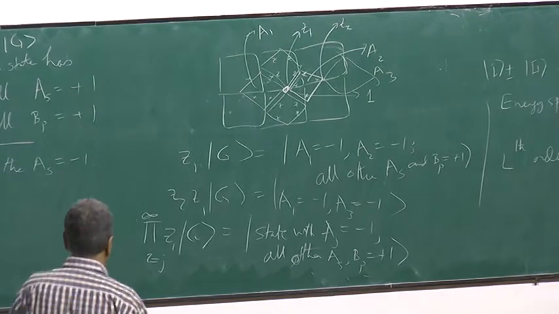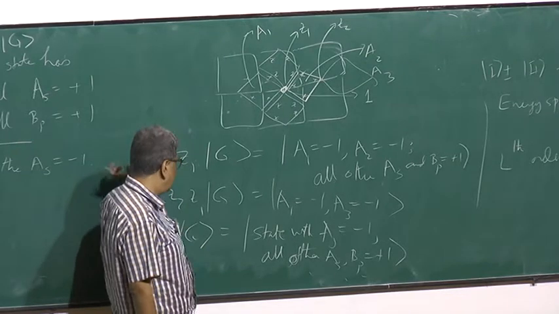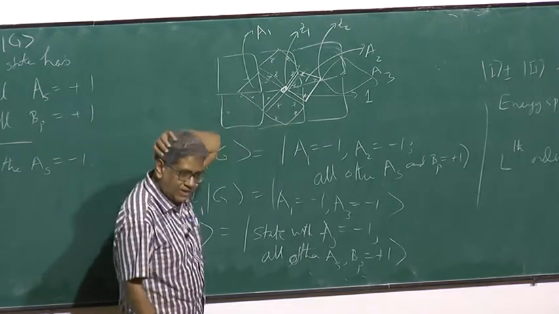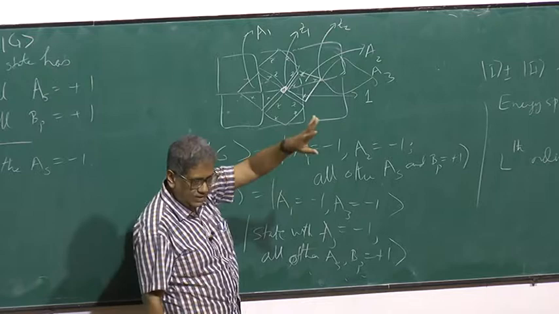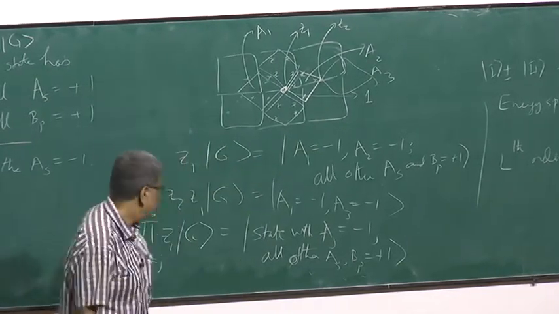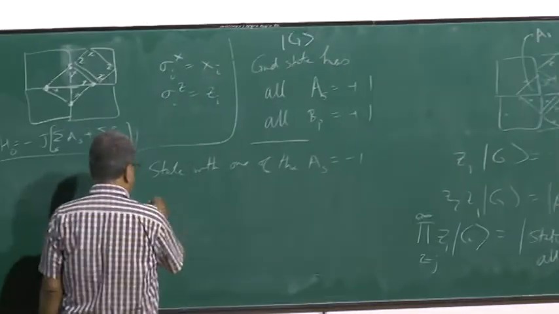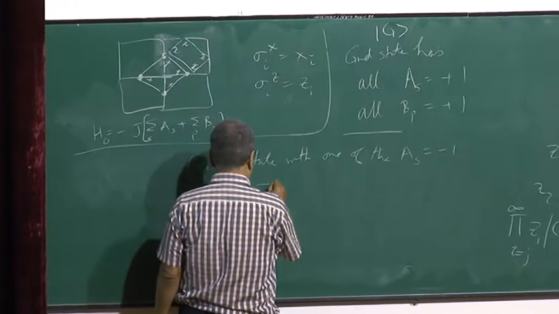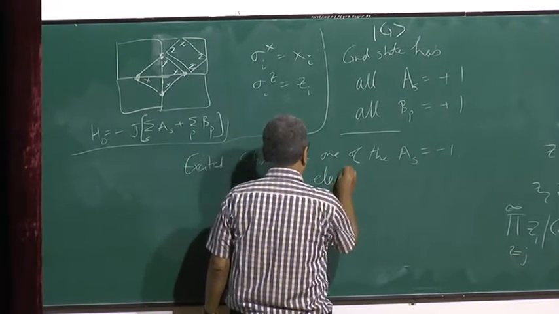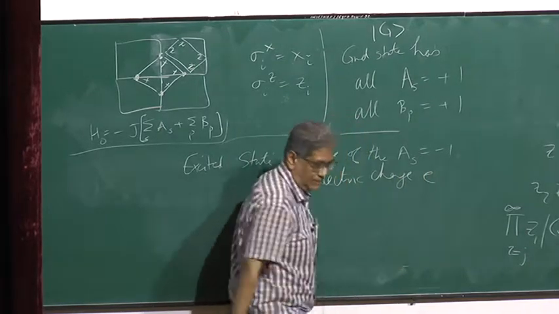So this semi-infinite string of z's from one point up to infinity creates a state where you flip one of the a's to -1. So a state with one of the a's equal to -1, let us call it an electric charge, and I will call it E.